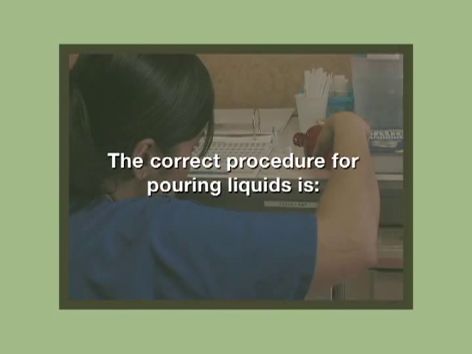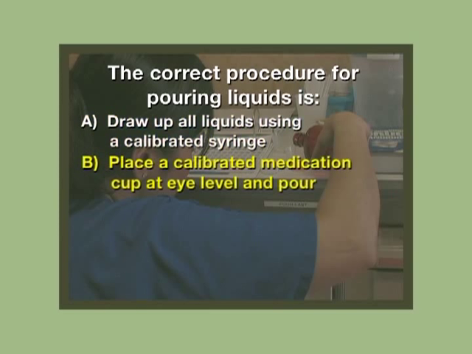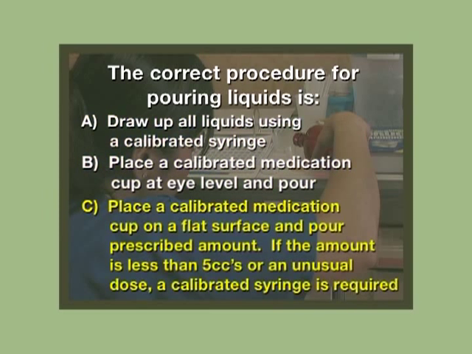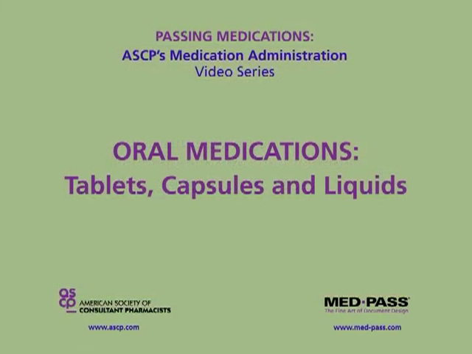The correct procedure for pouring liquids is A. Draw up all liquids using a calibrated syringe. B. Place a calibrated medication cup at eye level and pour. Or C. Place a calibrated medication cup on a flat surface and pour the prescribed amount. If the amount is less than 5 cc's or an unusual dose, a calibrated syringe is required. The correct answer is C. Always use a flat surface when pouring liquids, and if the prescribed amount is not calibrated on the measuring cup, a syringe is required.